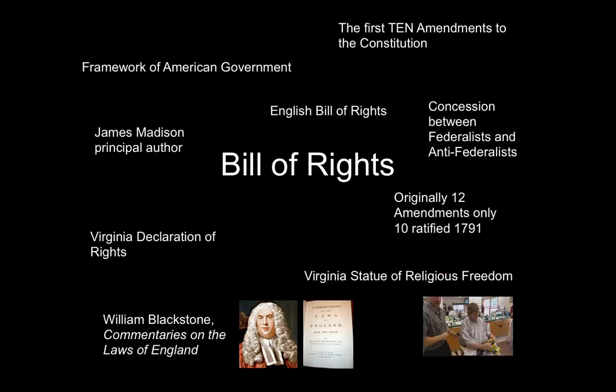And understand this. Remember, the Federalists and the Anti-Federalists. The Federalists wanted to keep the Constitution as is, and the Anti-Federalists wanted to change the Constitution because it didn't have a Bill of Rights. So this was a concession between the Federalists and the Anti-Federalists, and that's why the Constitution was ratified and accepted, because the Federalists said that they would have a Bill of Rights.